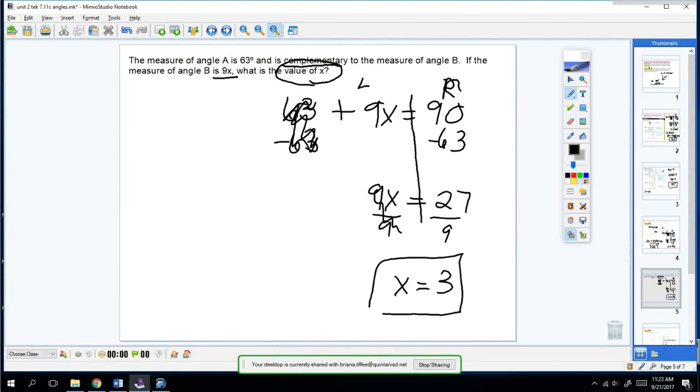Well, let's say if we was finding the measure of B. All you have to do is take measure B, which is 9x, plug in the 3. So it's going to be 9 times 3, which is 27. So that's nothing really different. This is basically taking what we've learned before and applying angles to it.